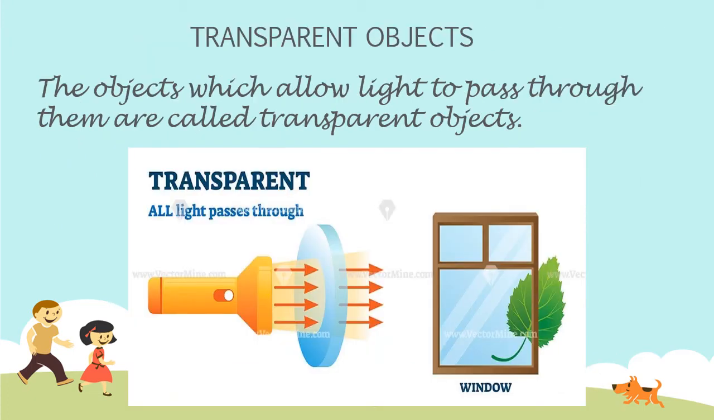Transparent objects. There are some objects which allow light to pass through them completely. These objects are called transparent objects. We are able to see clearly through a transparent object. Some examples of transparent objects are glass, water, cellophane paper, and air.